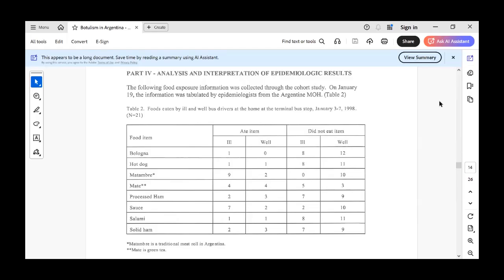Right. So the attack rate for those who ate bologna, all the people who ate bologna got botulism, which is 1 person. And 8 of those who did not eat bologna, which was 20 persons, 8 of 20 got botulism. So the attack rate in the group that did not eat bologna was 40%.